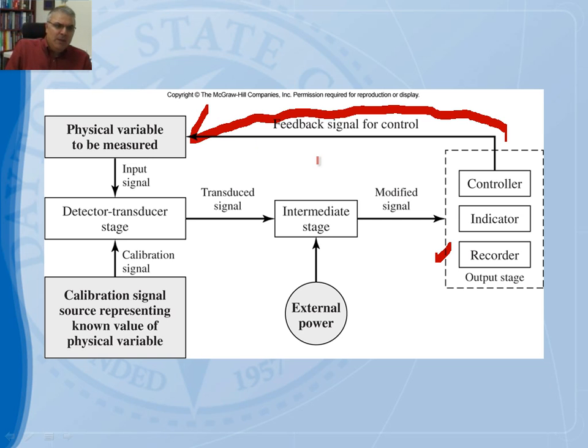In the process, at the intermediate stage, there must be some kind of external power to be able to perform that intermediate stage. There's also a calibration signal source, which represents a known value of the physical variable. So if the value is way off, the errors would be detected at that time. So it's very important to know how we actually deal with measuring a physical variable.